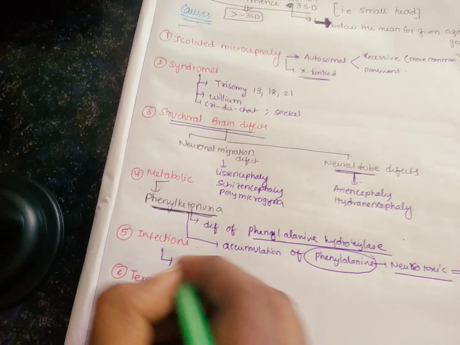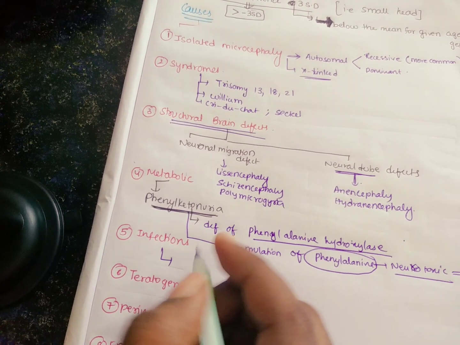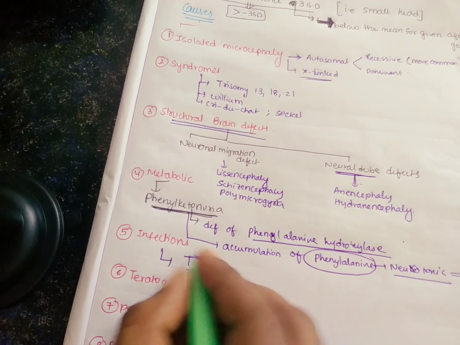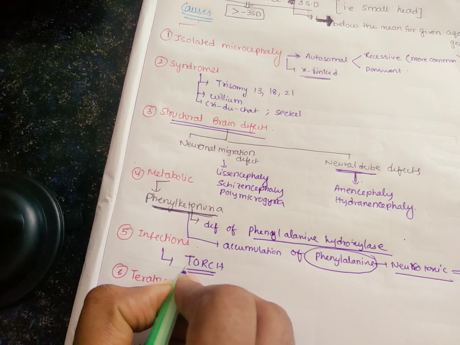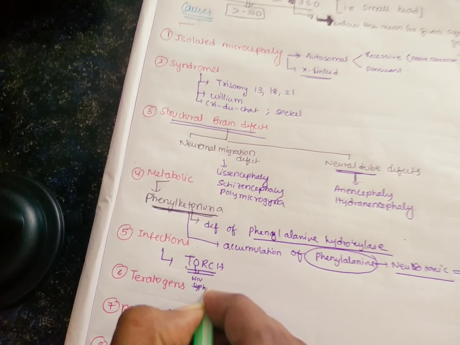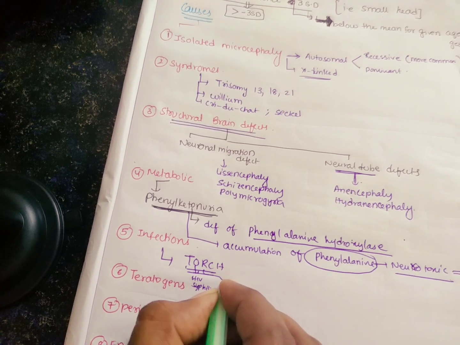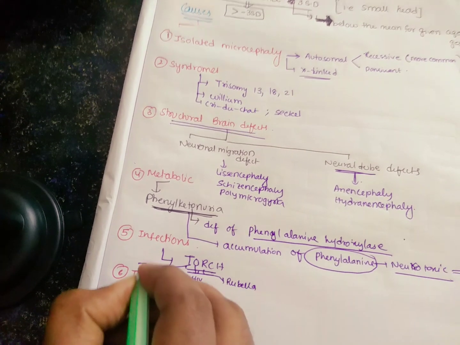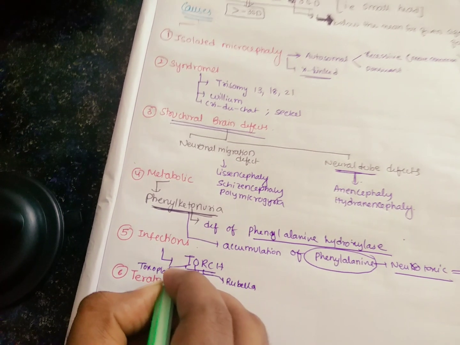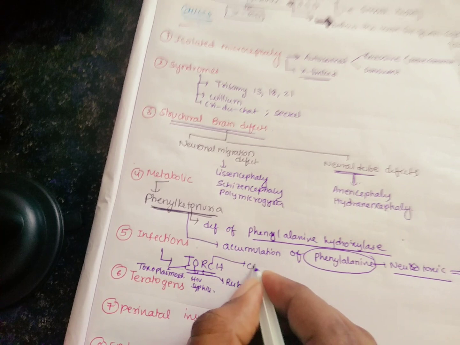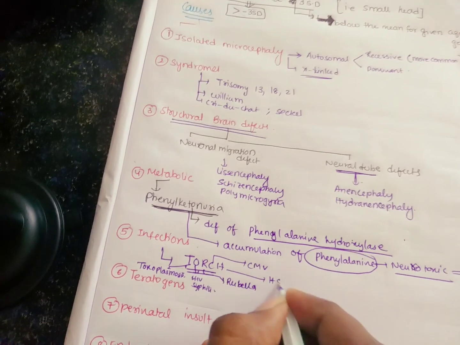What are the infections which cause microcephaly? TORCH infections. You remember TORCH infections: T is toxoplasmosis, O is others like HIV, syphilis, etc., R is rubella, C is cytomegalovirus, H is herpes simplex virus.